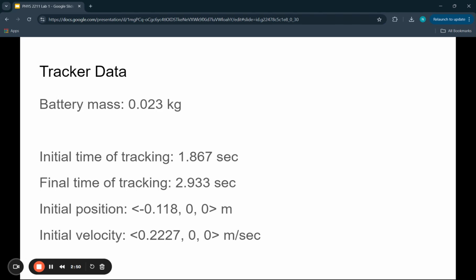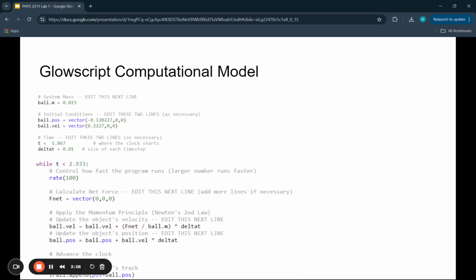The initial position was to the left of the center, meaning that it was at minus 0.118 meters. And the initial velocity, which I got just from calculating the average velocity between the first two data points, was 0.2227 meters per second. And it's positive, which is what we expect since it's moving to the right.